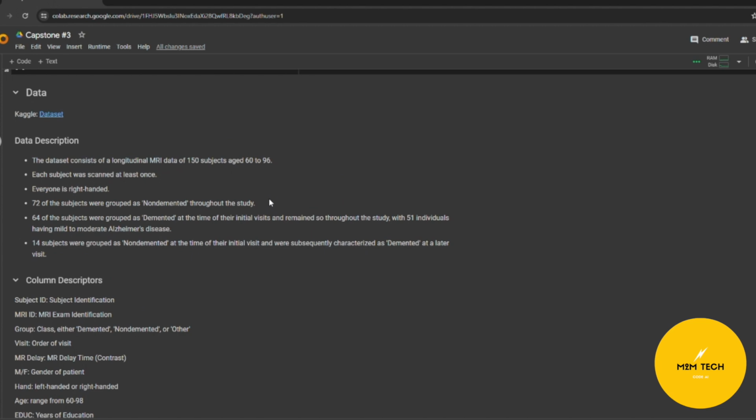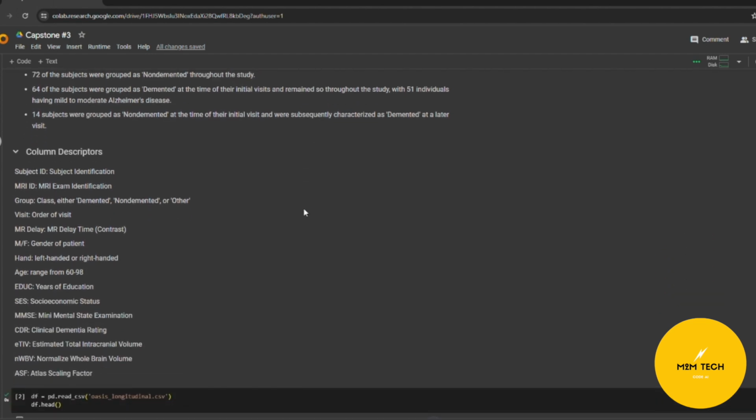72 of the subjects were grouped as non-demented throughout the study, and the other 64 were grouped as demented at the time of their initial visits and were considered demented for the rest of the study, and 14 subjects were considered non-demented at the initial visit and were later characterized as demented at a later visit.